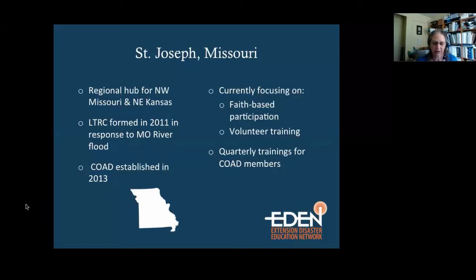Some of our future trainings, we are going to be developing a CERT team, so we're looking at that. Also doing some direct volunteer training with our faith-based groups, because many of them are signed up to be shelters. So they need to have that volunteer base that's ready to operate that shelter, because in Missouri, Red Cross no longer operates the shelters. It's up to whatever group is serving as that shelter. So those are some of the things that we'll be looking at in the future.